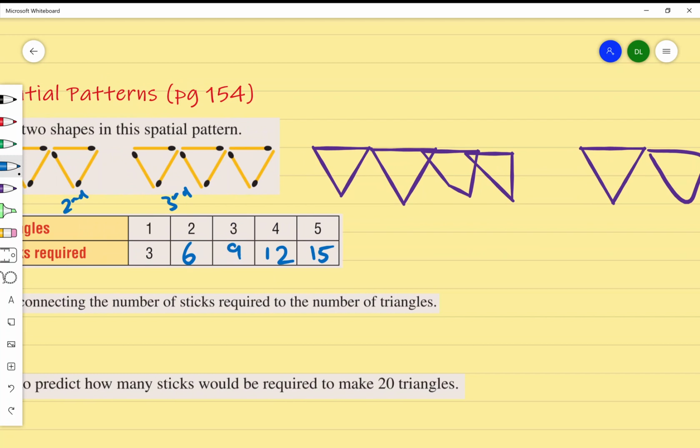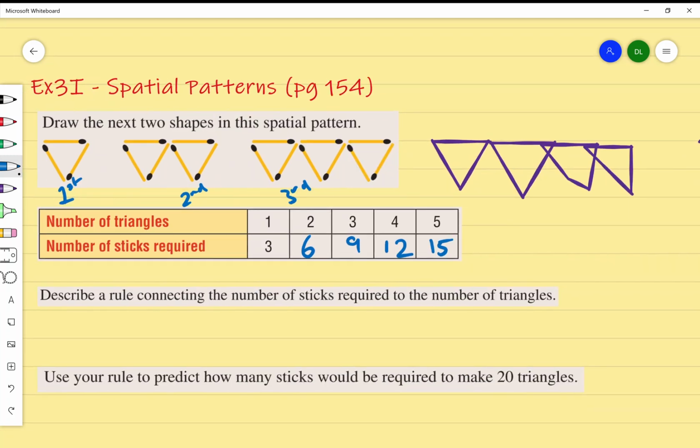So off the bat, what's the pattern that you guys are seeing? Okay. Henry, what pattern do you see? The number of triangles, factors. Oh, I like that. I like where you're going. So the number of triangles, because we're looking at it this way, aren't we? So 1 and 3, we're seeing 2 and 6, we're seeing 3 and 9. The number of triangles is a factor of the number of sticks required.